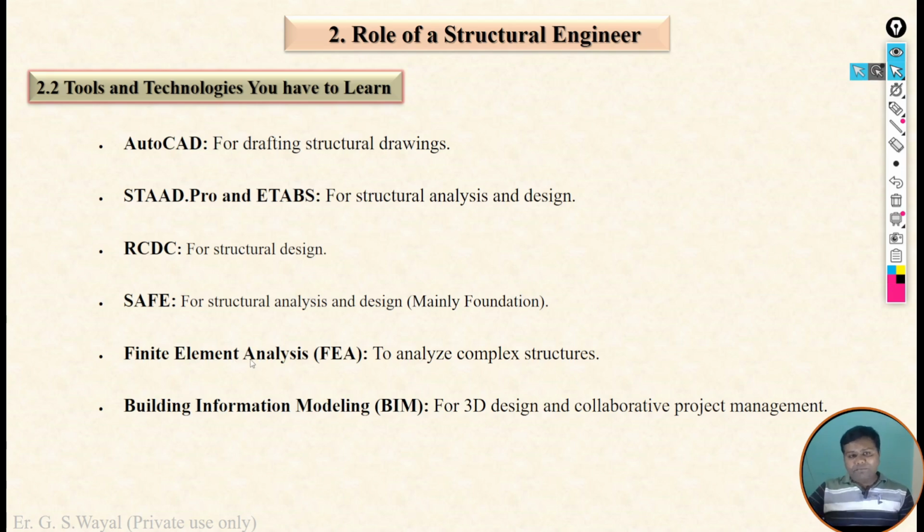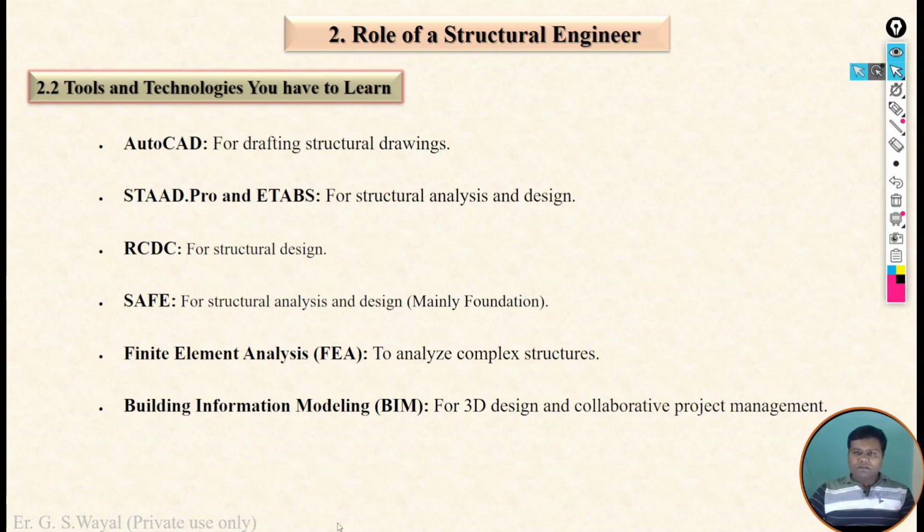Then there are finite element analysis softwares, like ANSYS. Suppose you want to do a critical analysis of any particular element, or a joint analysis, you can use ANSYS software for that analysis. Then BIM, yes, it is most famous now, building information modeling. In building information modeling, generally all engineers are involved, like the structural engineer, construction management engineer, water resource engineer, or environmental engineer. And that knowledge the structural engineer should also have for design and analysis.